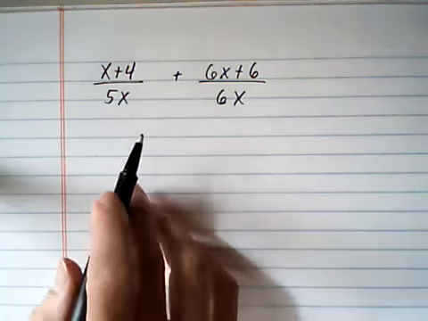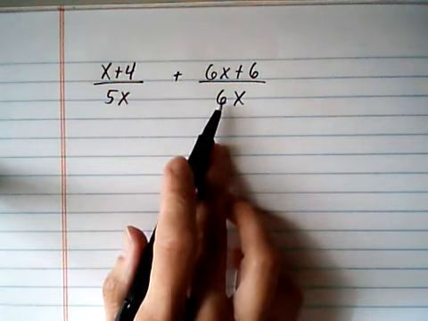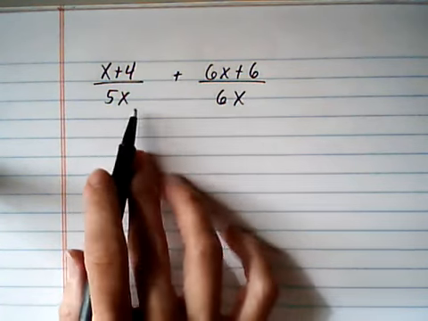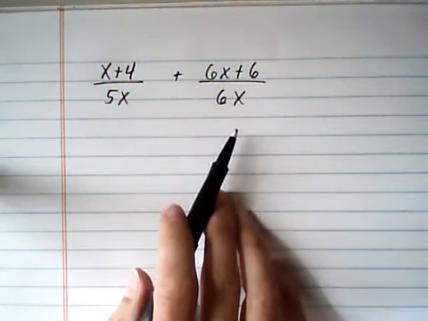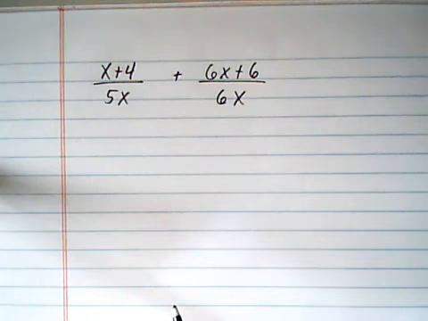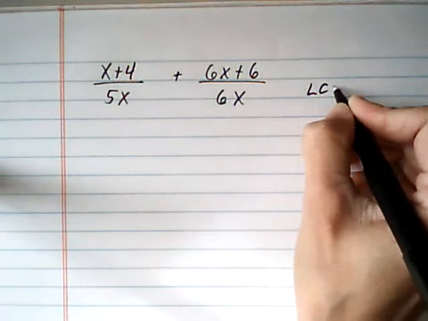Add the rational expressions, and these two have different denominators. The first thing we have to make sure is that we have a common denominator, and then we can just go right ahead and add across the top and keep the common denominator. So the first step here is to find what the LCD is.